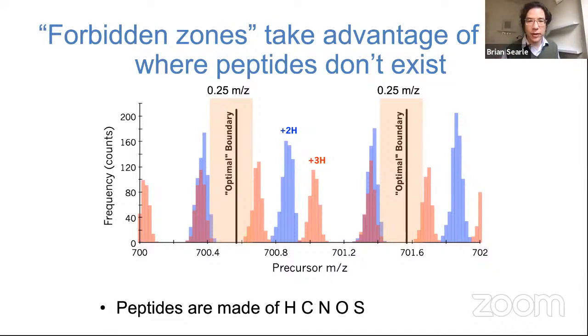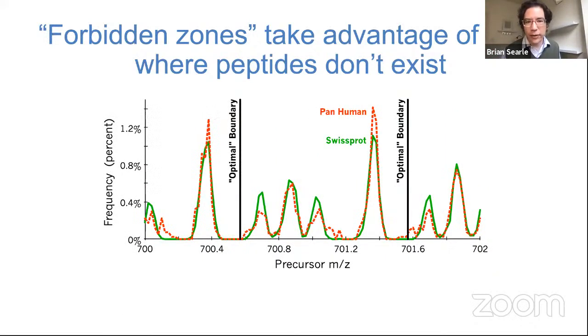So there are certain types of masses that they just cannot take because they are not made of weird atomic, different types of heavy metals or different types of other atoms. So those spaces between where you expect to see peptides are where we can put what we call optimal boundaries. And these optimal boundaries are reasonably wide.